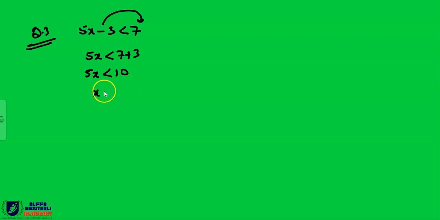Let us find the value of x. x is nothing but 10 divided by 5, which is 2. So we need to find all the numbers which are less than 2. And what is given? x belongs to integers. Integers can be positive integers or negative integers. So you have to find all the integers which are less than 2.